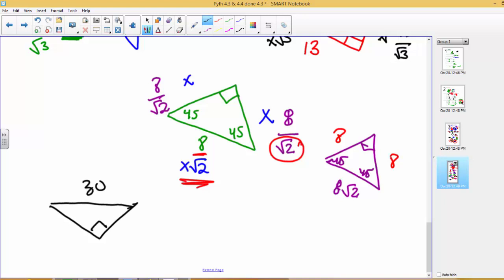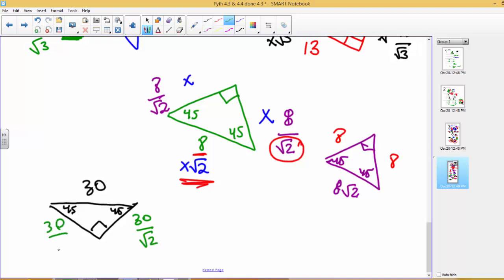We'll say the side across from the 90 is 30. What are the sides across from the 45? Go ahead and hit pause. Okay, I hope you got it. 30 divided by the square root of 2.